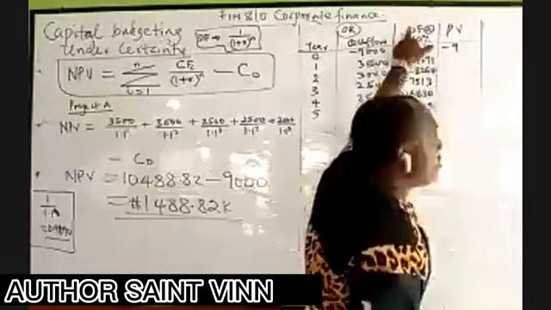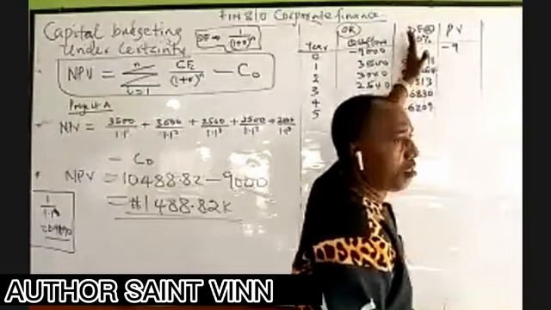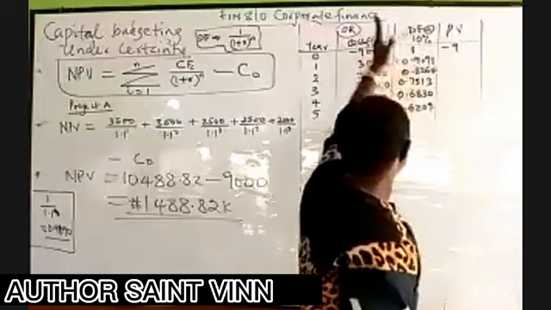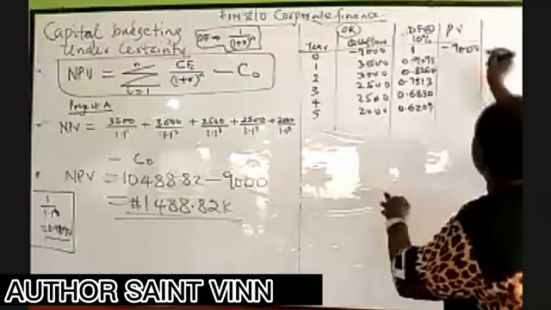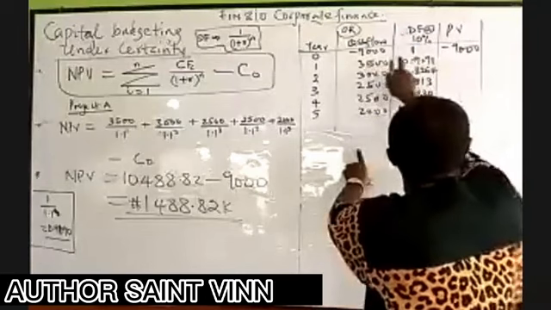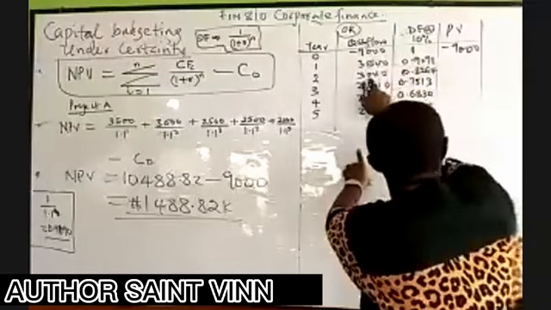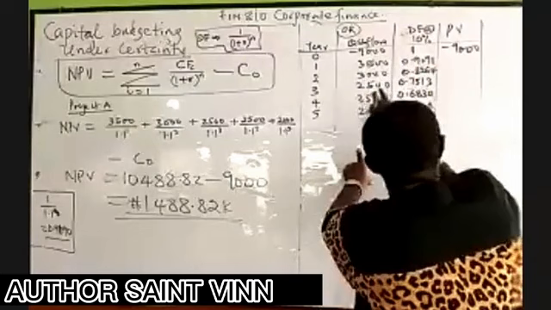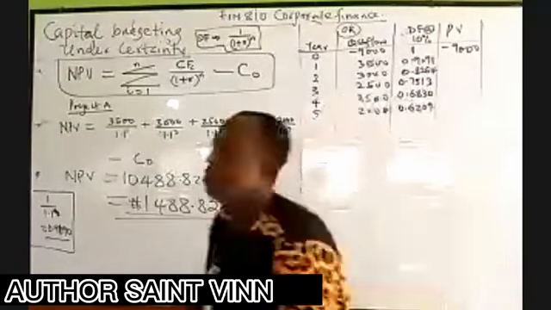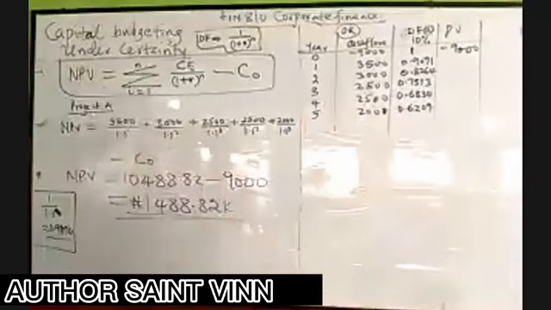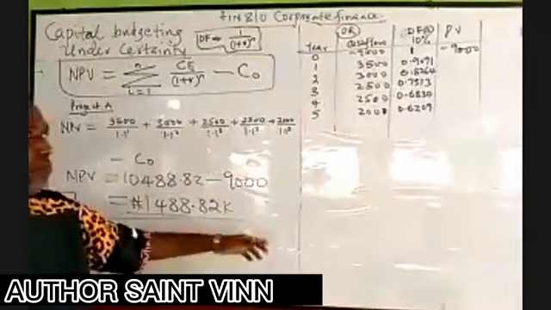When you have finished this, you now use this. You use this to multiply the cash flow. Somebody multiply this times this. Multiply this discount factor by the cash flow. What do we have?